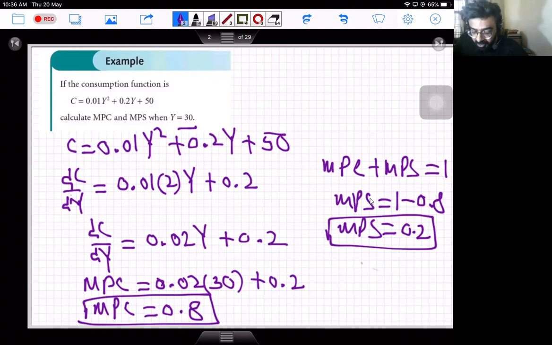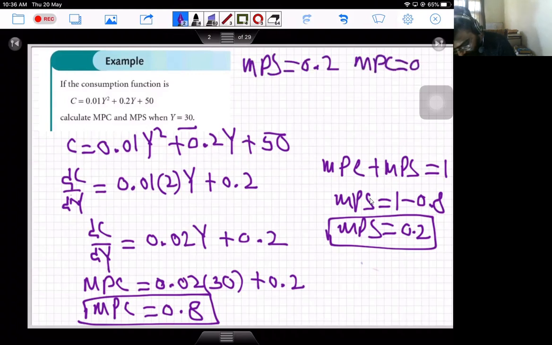So we can say that at this level of income, the nation has a greater propensity to consume than it has to save, because the value of MPC is higher than MPS. There is an alternative approach to solve this example, in which you will find the exact value of MPC and the exact value of MPS. Let's have a look at this. You will find the same answer: MPS equals 0.2 and MPC equals 0.8.